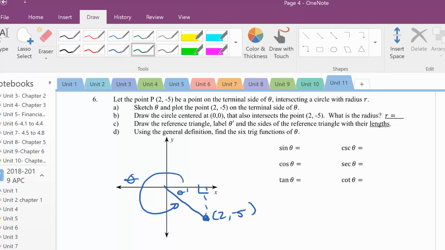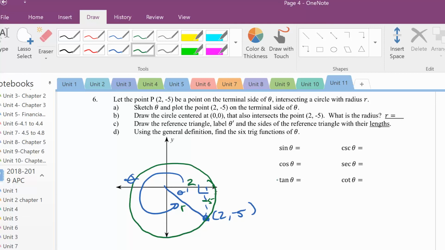So your circle would be here. So there's your R. Your Y is -5. Your X is 2.